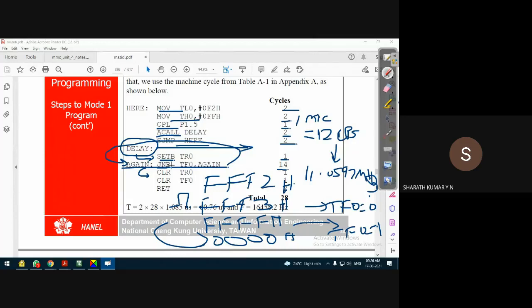Execution of this instruction once takes one machine cycle. Since it is executed 14 times, that is FFFFH minus FFF2H, it is approximately 14. That's why this instruction is executed 14 times, and it takes around 14 machine cycles. That's what it is.